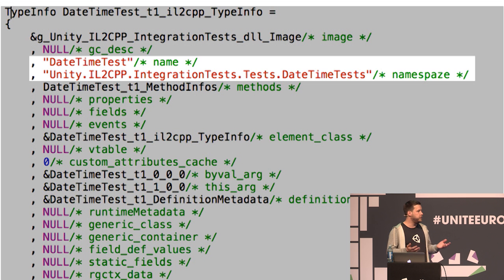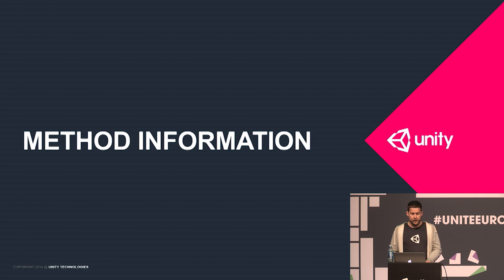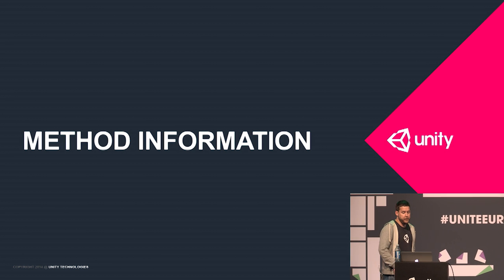It contains the GC, but it also contains how to instantiate a generic type. It contains how to use the type information from that. Now to take it a little bit further, the method information.